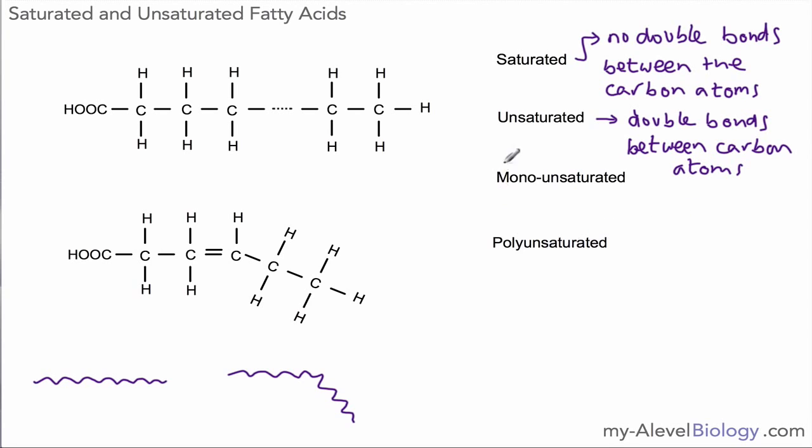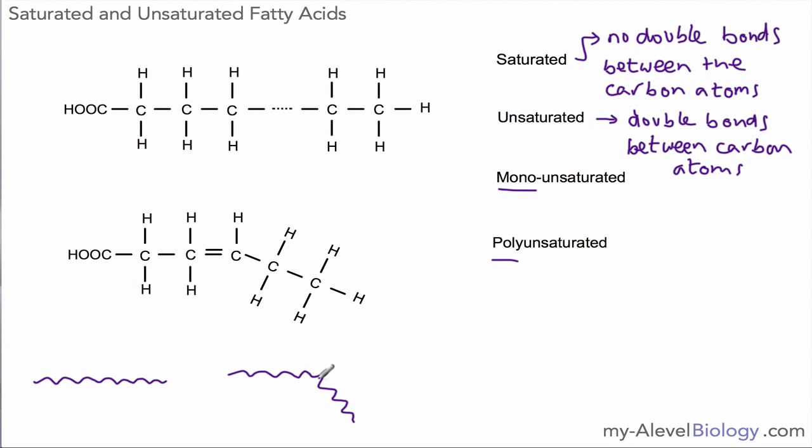I have seen a question on a past paper that asked what these unsaturated fatty acids were, and it was 2 marks. One was for mentioning the double bond, and 2 for saying it was between carbon atoms. If you're going to be more specific, monounsaturated and polyunsaturated. Mono means one and poly means many.